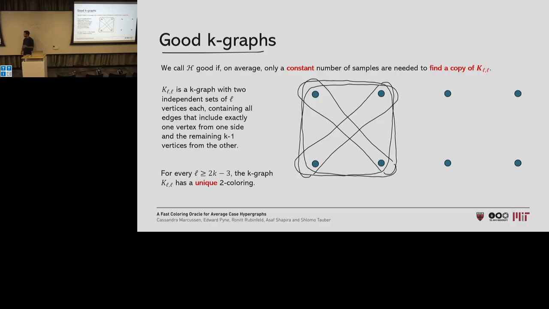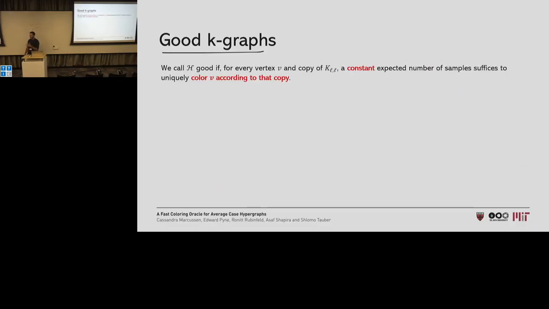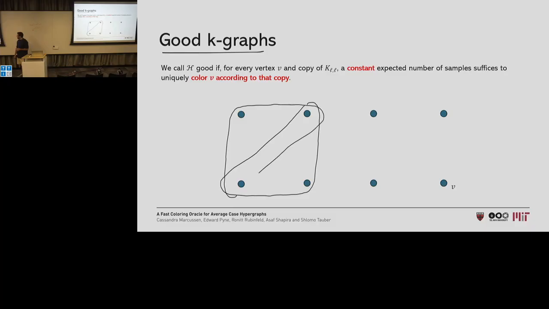Being good also means that for every vertex and every copy of K_{L,L}, on average, we need a constant amount of samples to color the vertex in a unique way by the copy. So what happens here? We have a copy of K_{L,L} and the vertex V here. We know that the copy has a unique two-coloring, so we color it. Now we want to color the vertex V according to the copy.